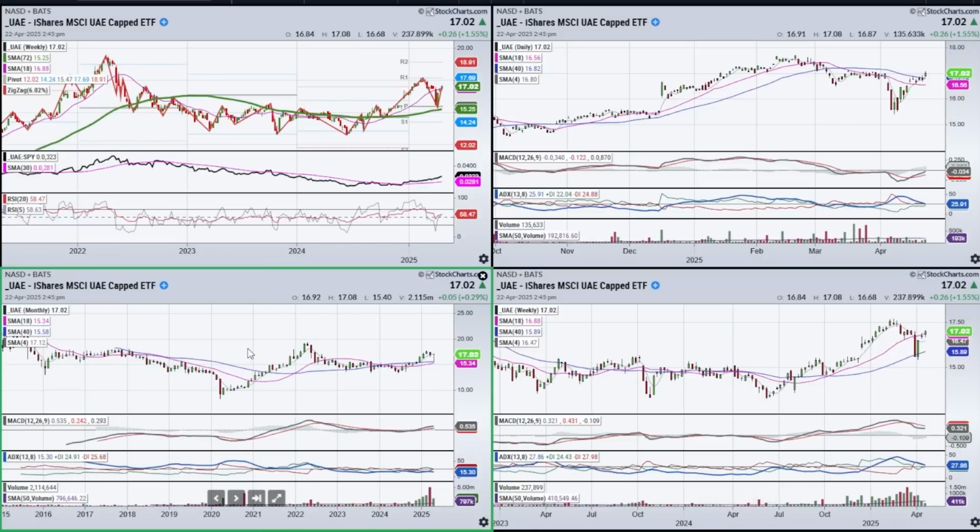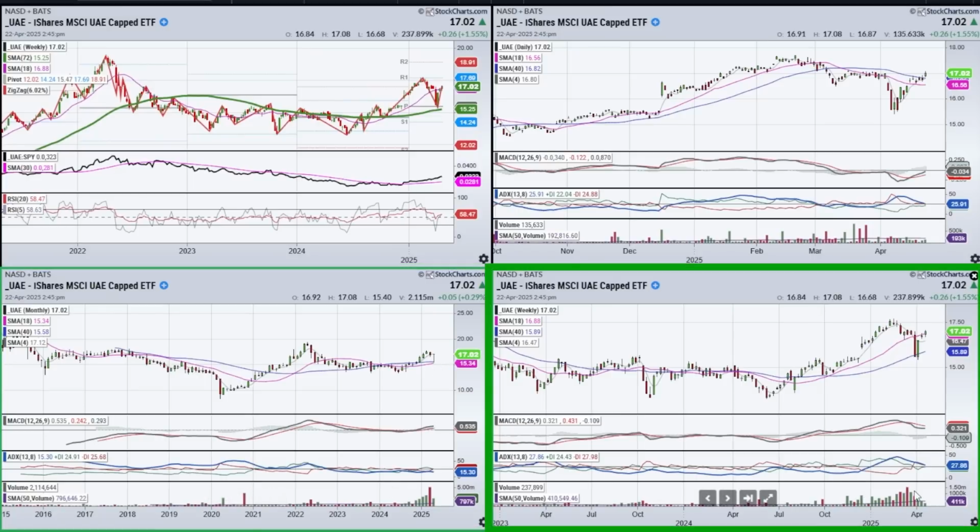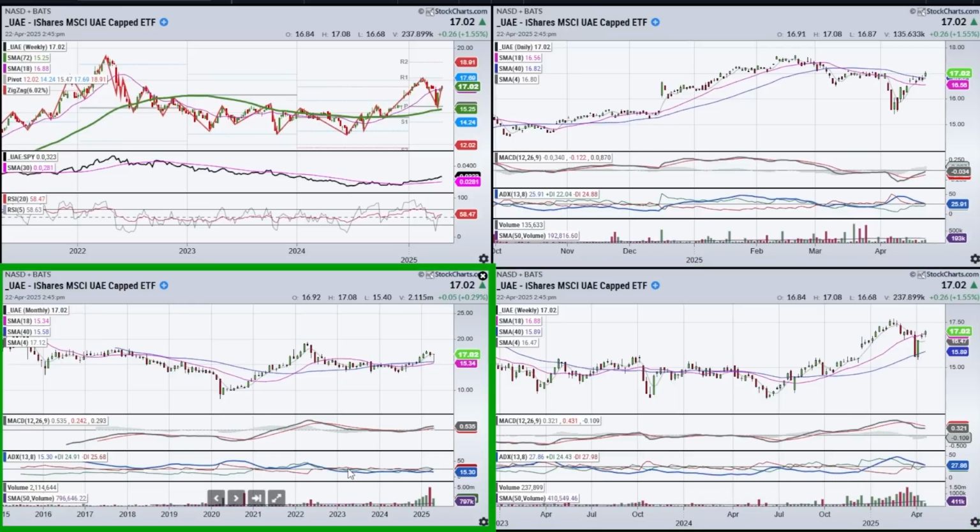Now, final one is this UAE, and you can see how we just bounced off the 18-month line. Volume pattern definitely shows an influx of some significant volume over the course of the last 3 or 4 months, for the most part, starting late last year. But look at the low ADX condition on the monthly. Look at the MACD cupping around at the zero line on the monthly, right?